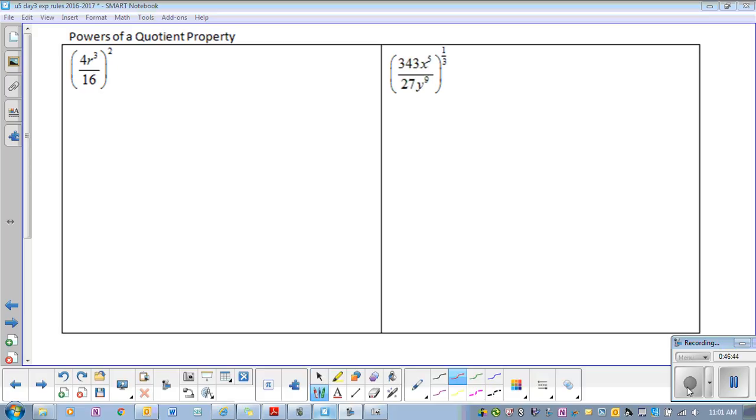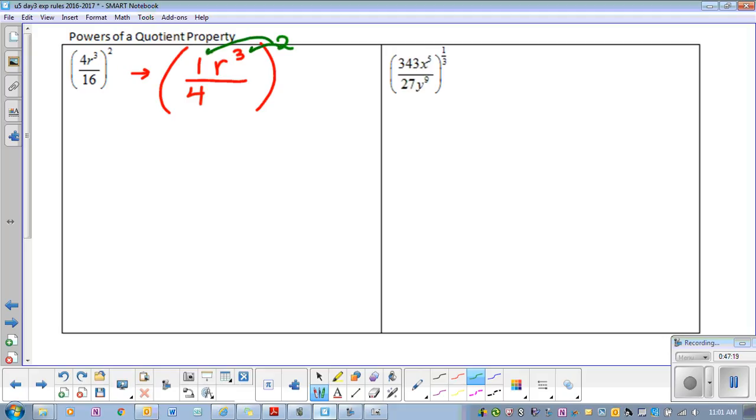4r cubed over 16. Just the numbers. 4 over 16 simplifies down to 1/4. Right? And then just bring over your r cubed, and all of this is to the power of what? 2. Squared. So now distribute. They all get a square.